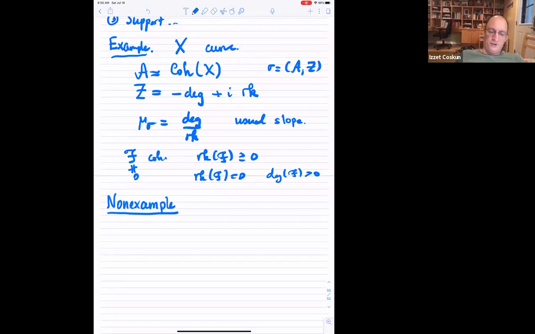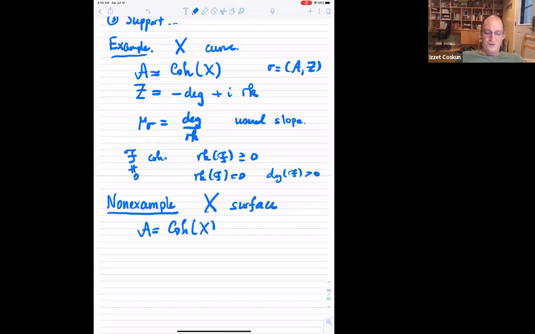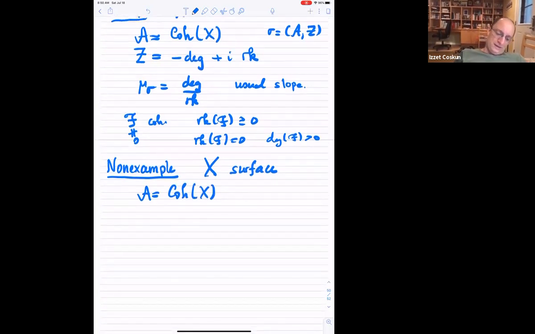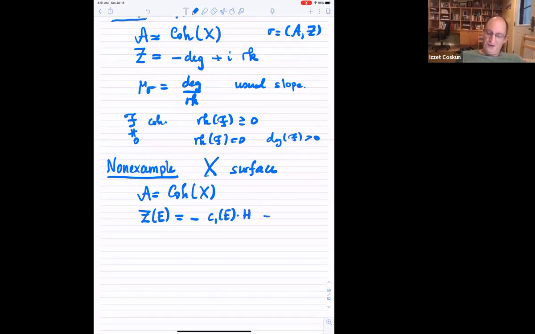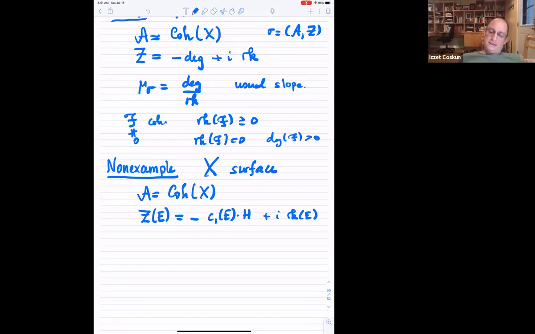Now let's do a non-example. You would think that if I have a surface now, I could do the same thing. If you have a surface, I still take the category of coherent sheaves. After all, that's what I'm interested in. And then you could do the same thing, like Z, you could take minus the degree plus i times the rank. Let me write it like this: Z of E, you can take it to be minus c_1(E) dot H, say that you have some ample H, plus i times the rank of E or something like this. All right. The point is that this is a non-example.